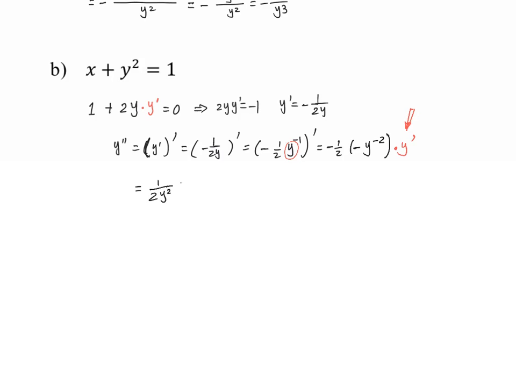So now y prime is there. I need to plug in my y prime. What is y prime? Negative 1 over 2y. So I'm going to plug in negative 1 over 2y. So now I have 1 over 4 times y cubed. So this is it. That's it.